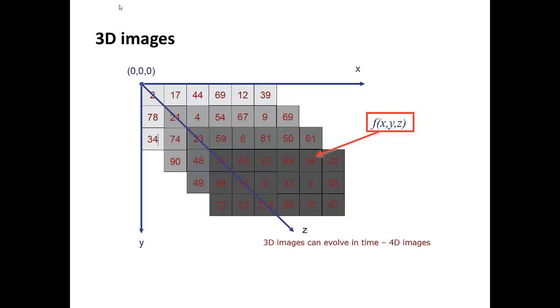So let's talk about CT. Some CTs have 100 slices. Then in the Z direction, that means we have 100 matrices, each matrix corresponding to a 2D array. Sometimes we talk about 4D images. 4D images mean 3D images plus time. Then we get 4D images.